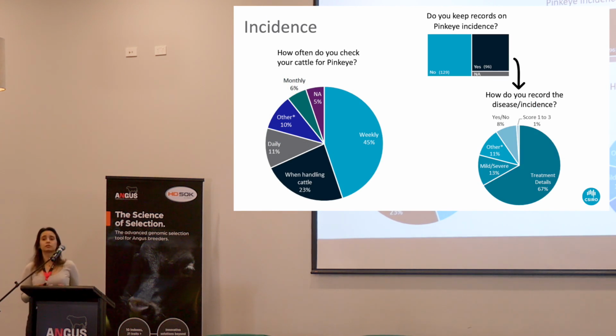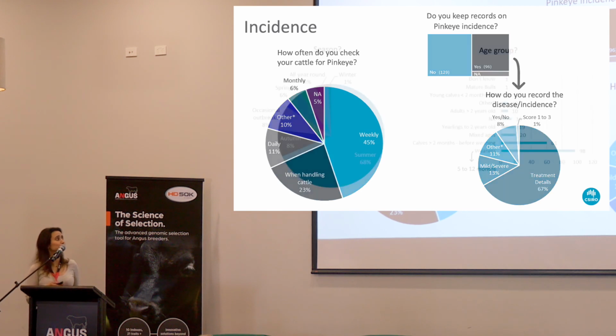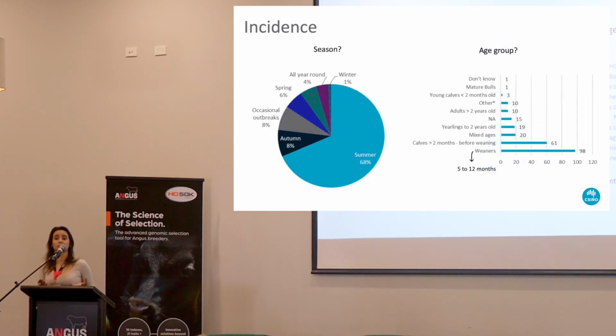We asked how often do you check your cattle for PINKEYE, and most of the participants said weekly, so 45%, and 23% said when handling cattle. When we asked if you keep records of PINKEYE incidents, 96 participants said yes, which made us really happy. Data is always good. And we asked how this data was recorded, and most said as treatment details. When we asked what season you mostly see PINKEYE, 68% said summer, so no surprises there. That's what the literature says too.